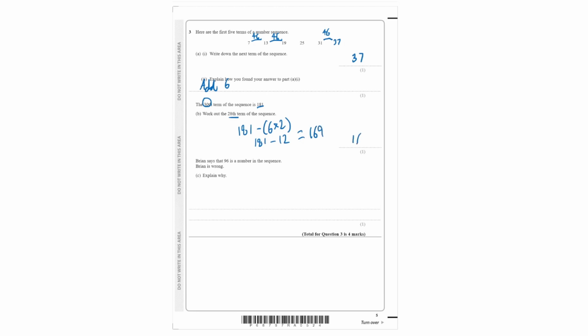169. Brian says that 96 is a number in the sequence. Brian is wrong. Explain why.